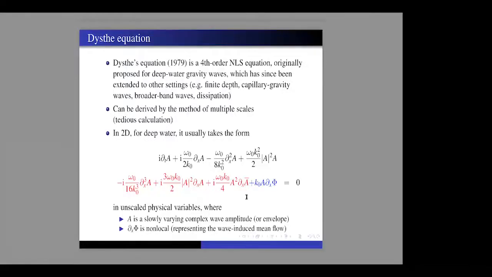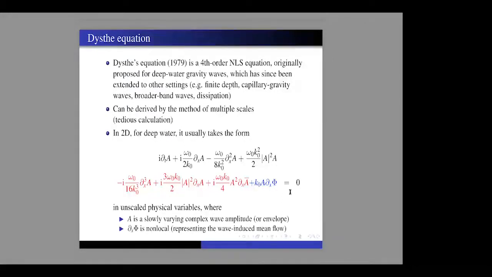So note also that you have these terms in A squared partial x conjugate A. So the bar, that's for complex conjugate. And you see that it cannot be combined with the other term next to it to give you a single derivative term because you don't have the right coefficients. So you have these two terms. And in addition, you have a non-local term given in blue, which represents the wave induced mean flow. And this doesn't show up at the NLS order.